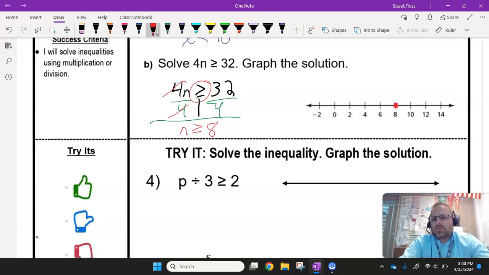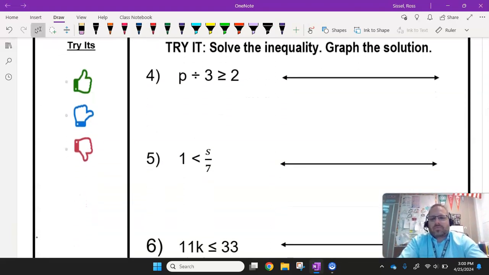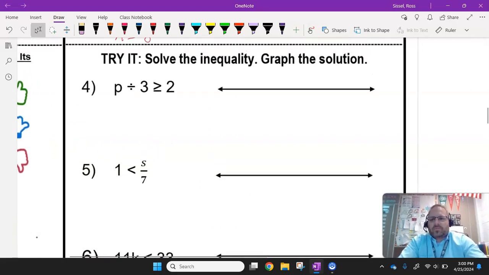And then a number greater than 8, 17, that would be found to the right. So you know you graph right. Alright, let's have you guys try the next couple. So number 4, p divided by 3 is greater than or equal to 2. What would you get for an answer?